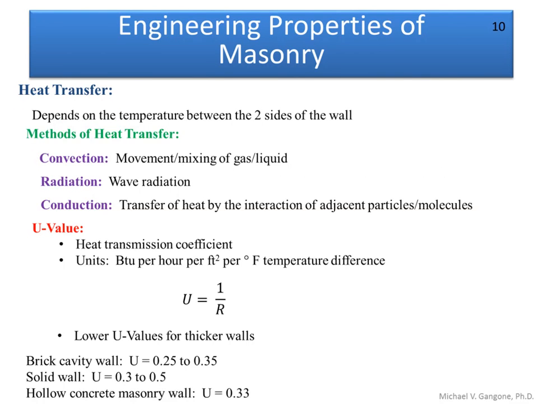Heat transfer is another thing. Again, heat transfer depends on the temperature between the two sides of the wall. We had 3 different methods of heat transfer. We had movement and mixing of molecules, gases, liquids. That's the convection process. And then we have radiation. And then the last one is conduction.